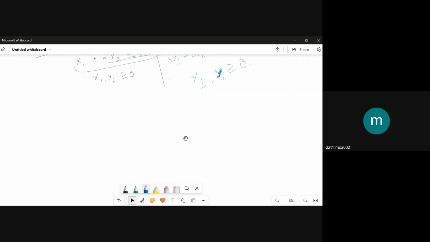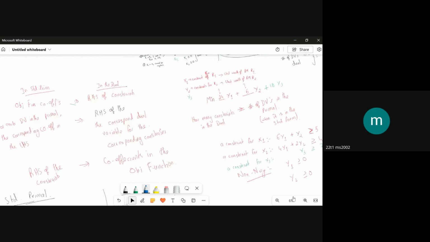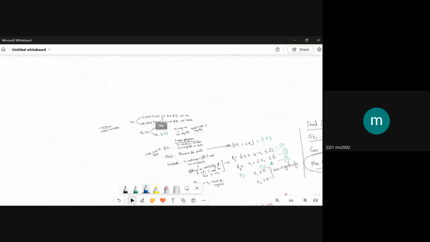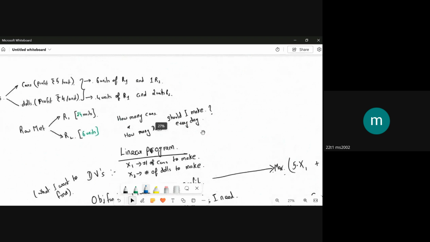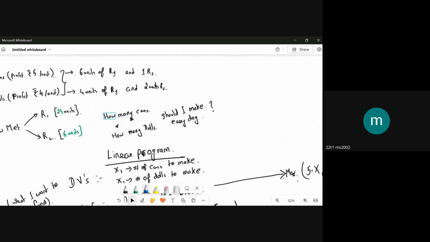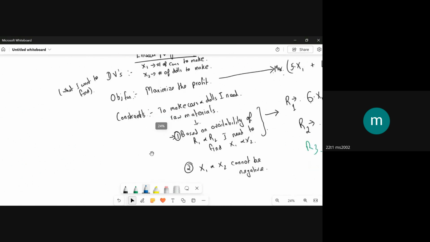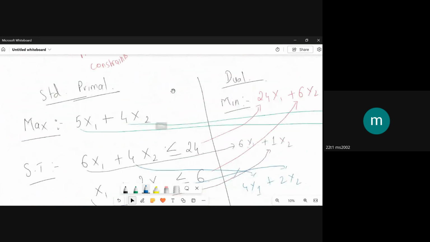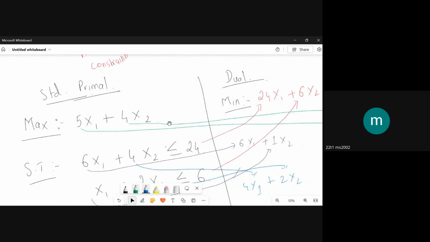Super. So after this, someone asked me the question, why is this a primal? Why is this a dual? I will repeat the answer to that. What did we originally start off the problem with? We started off with the question, how many cars should I make every day? How many dolls should I make every day? Let's call this formulation 1 and let's call this formulation 2.